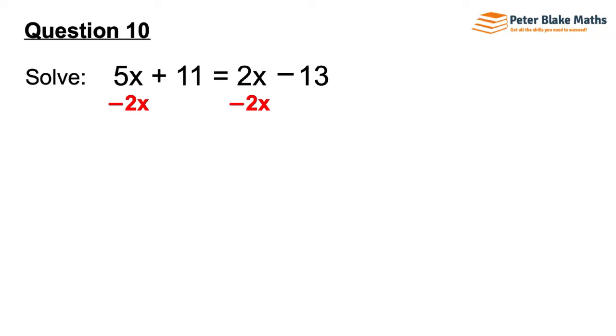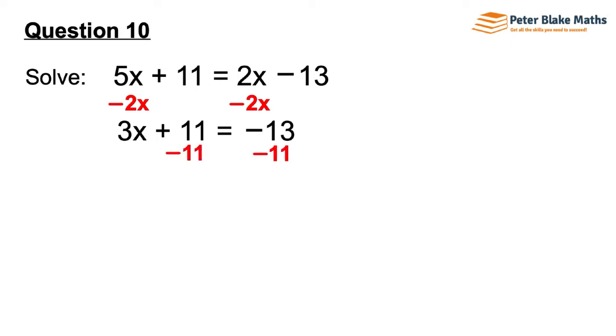So on the left-hand side, 5x minus 2x will give us 3x. We've got a plus 11 still on that side. The 2x and the minus 2x will kind of disappear, cancel out, and that minus belongs to the 13, so we won't affect that badly. So then we've really just got a two-step equation on our hands now, but it's a really good first step to focus on moving the smaller letter term. I highly recommend it.